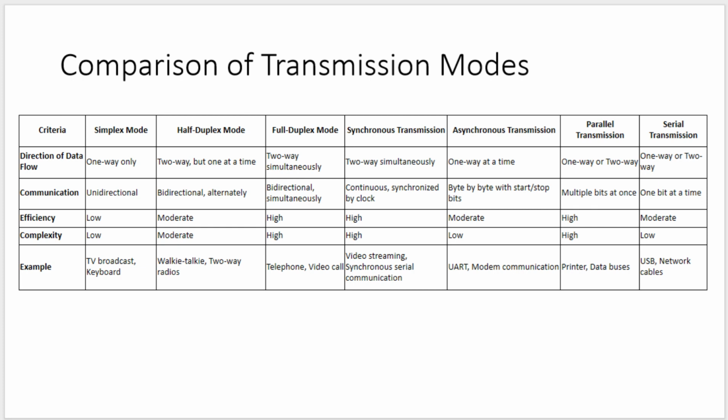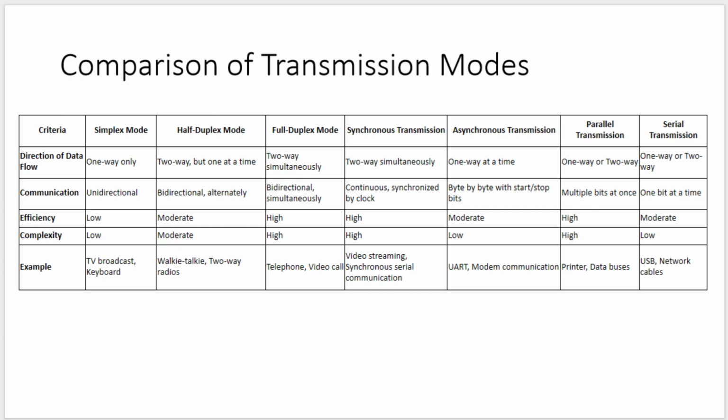So we talked earlier, simplex mode is for TV broadcast and keyboard, and half-duplex mode is walkie-talkie, two-way. I think we already talked about this before, so you can read more on this one.